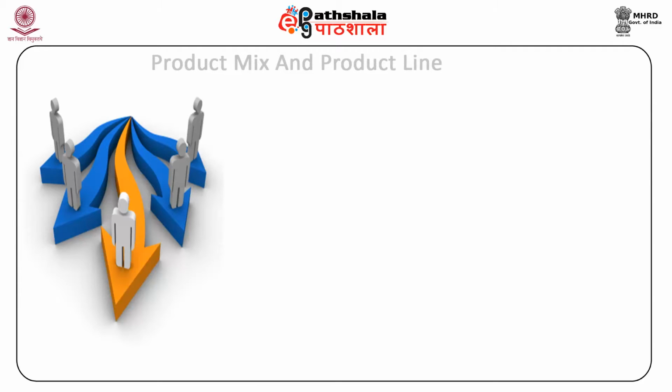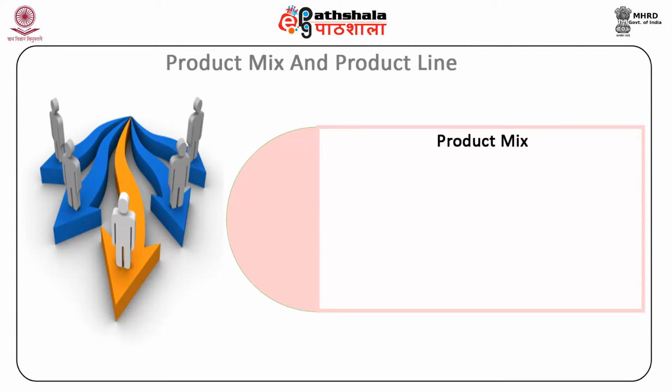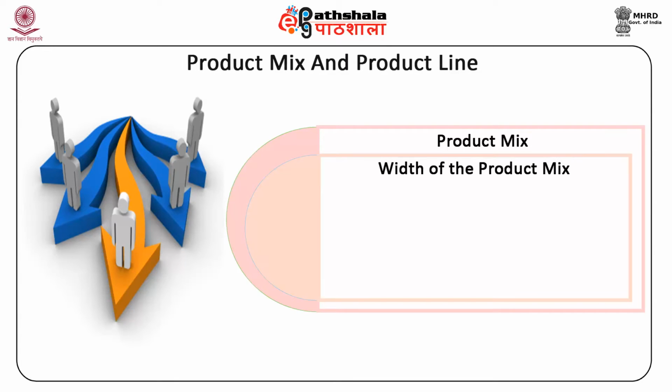Product mix and product line are two expressions used in connection with the range and variety of the products of a firm. Product mix. It is a larger entity. It denotes the complete set of all the products offered for sale by a company. The product mix of a company is composed of all the product lines it carries. Width of product mix. This denotes the number of product lines it carries.